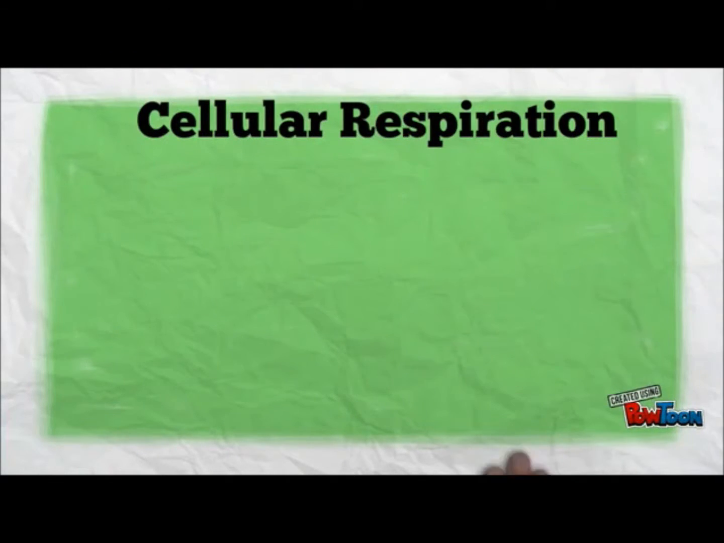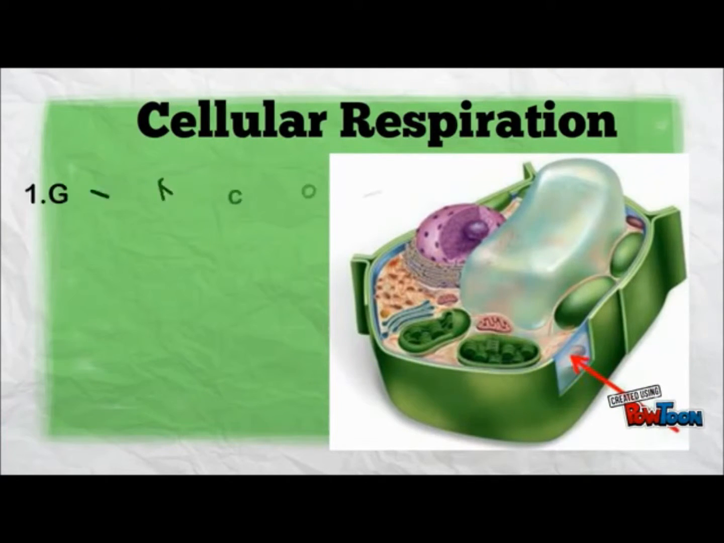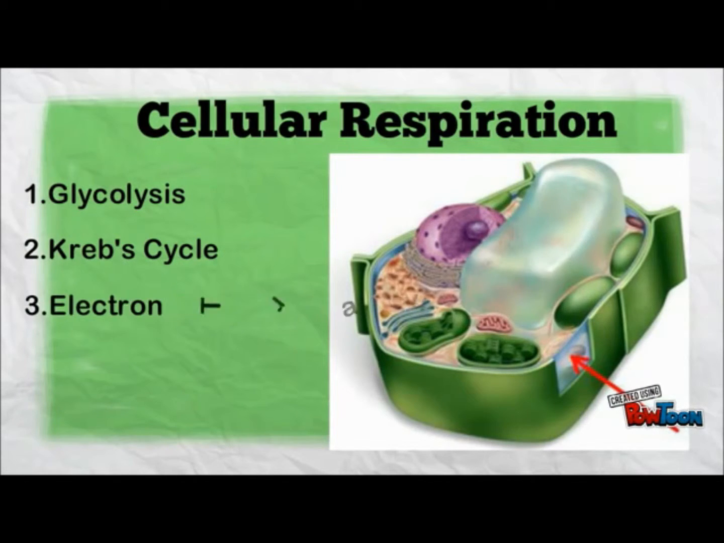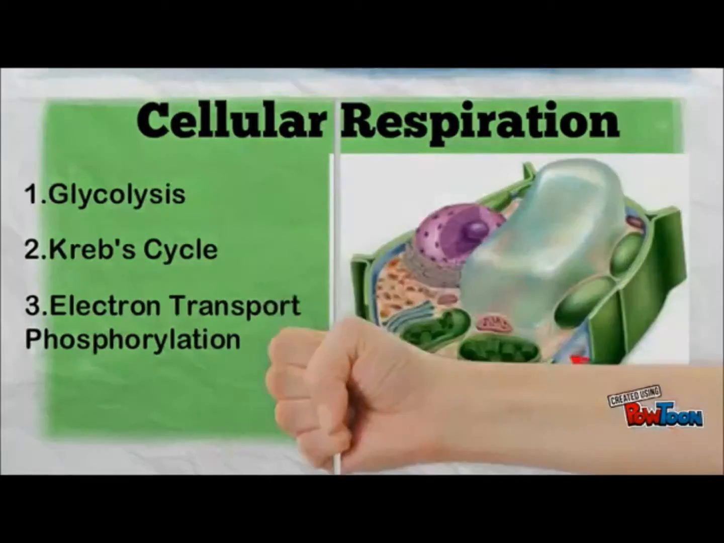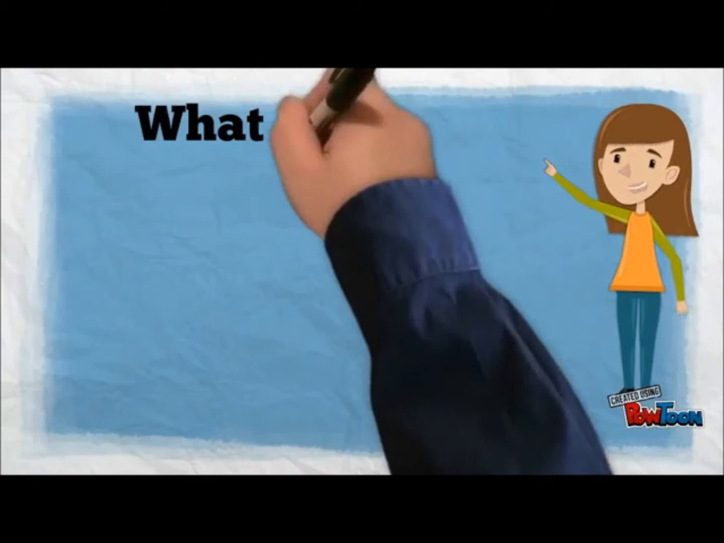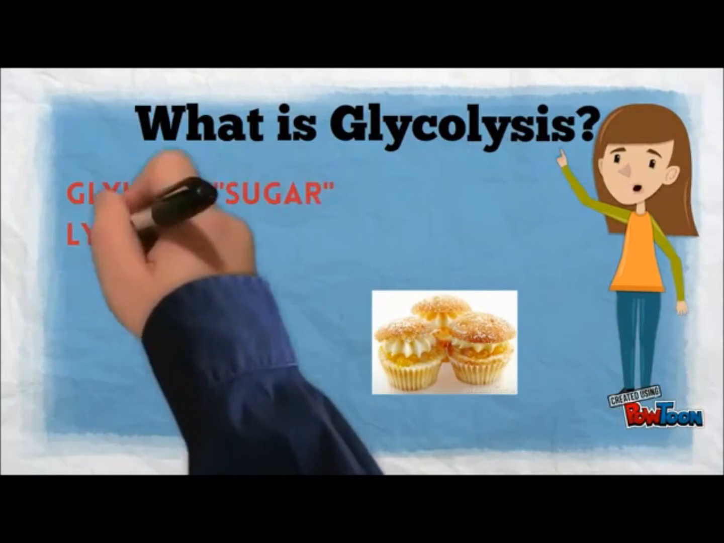Cellular respiration. Aerobic respiration is common to nearly all eukaryotic organisms. It can be divided into three parts. 1. Glycolysis. 2. Krebs cycle. 3. Electron transport phosphorylation. What is glycolysis?